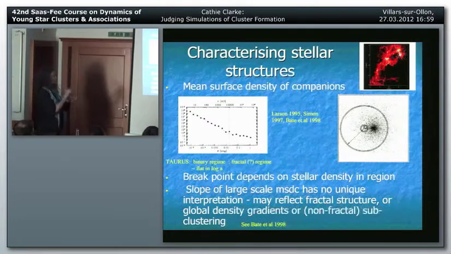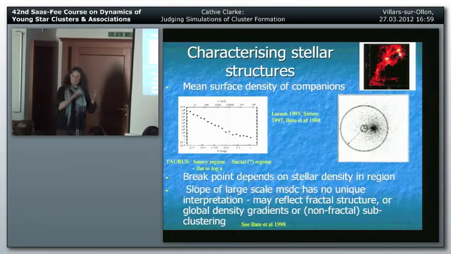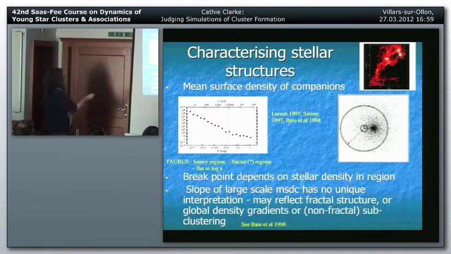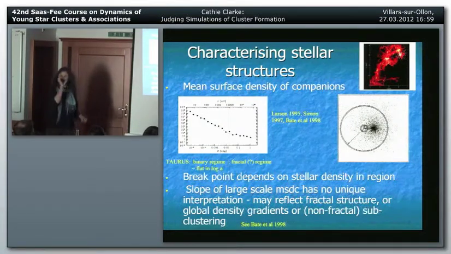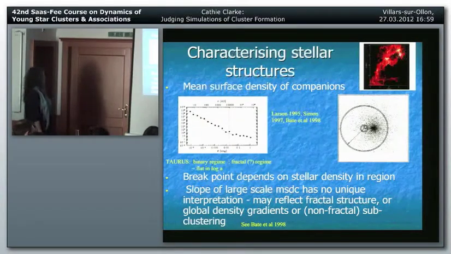And then if your binaries were sitting in a uniform sea of stars, then out beyond some radius, it would go flat, right? Because then it wouldn't depend on the radius of your sampling annulus. But it doesn't, it slopes. And so I think this whole thing about stellar distributions being fractal probably does start, as many things do in this field, with Richard Larson pointing this out.